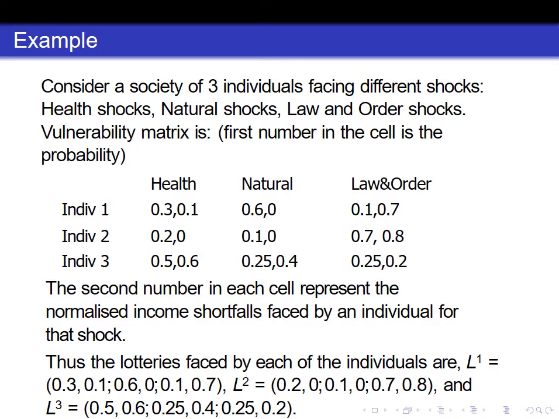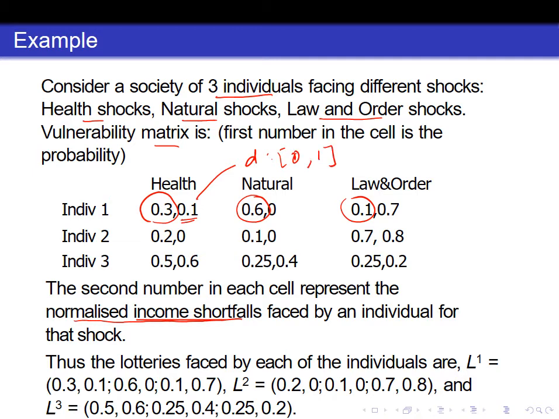Given the time constraints for this presentation, I will take you through an example to show you what we are doing in this paper. So consider a society of 3 individuals who are facing health shocks, natural shocks, and law and order shocks. The vulnerability matrix here brings together all the information about these different shocks that individuals face. So individual 1 here faces with probability 0.3 a health shock, with probability 0.6 a natural shock, and with probability 0.1 a law and order shock. The second number here in the cell represents the depth of poverty. So this is the normalized income shortfall faced by individual 1 for the health shock, if the health shock happens. So you can have the depth of poverty here lying between 0 and 1.